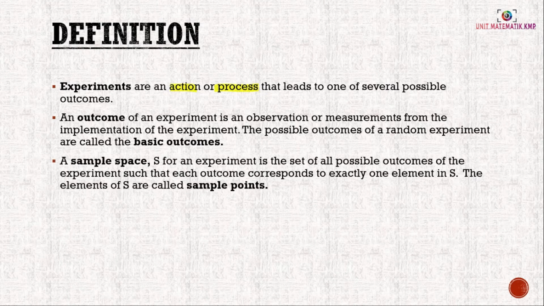A sample space, denoted as S, for an experiment is the set of all possible outcomes of the experiment, such that each outcome corresponds to exactly one element in S. So the elements of S are called sample points.